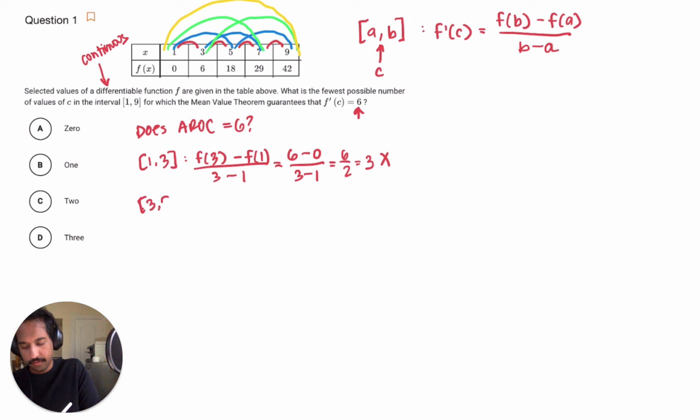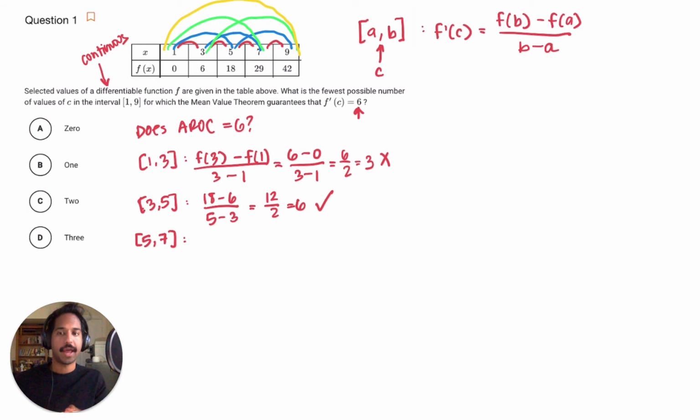3 to 5. And I'm not going to write out the function notation anymore. You know that it's f of 5 minus f of 3. So I know it's going to be 18 minus 6 over 5 minus 3, which is equal to 12 over 2, which equals 6. This one works. Okay, great. Now the next one, 5 to 7. And here's the thing. I'm writing out all this work, but you don't have to. You can just quickly check the interval, check the interval, check the interval. I'm just here to show you what the work actually does look like.